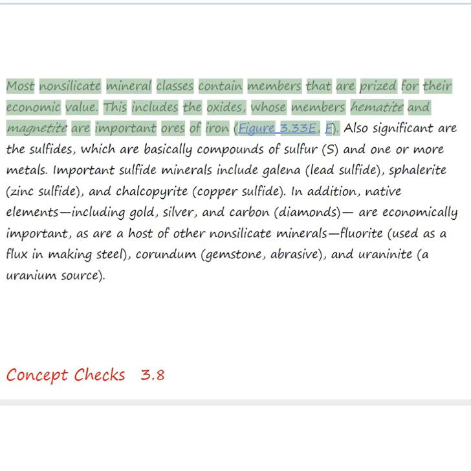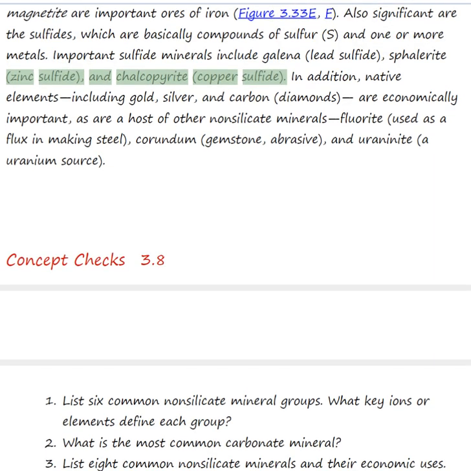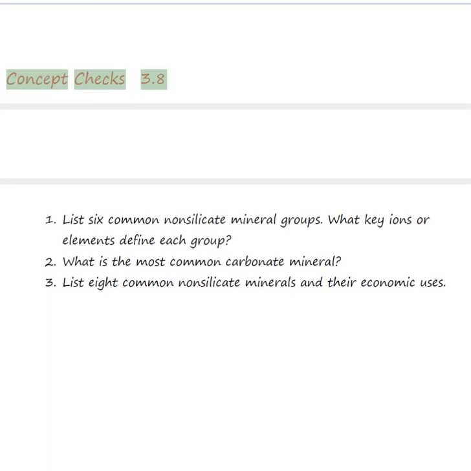Most non-silicate mineral classes contain members that are prized for their economic value. This includes the oxides, whose members hematite and magnetite are important ores of iron. Also significant are the sulfides, which are basically compounds of sulfur and one or more metals. Important sulfide minerals include galena, sphalerite, and chalcopyrite. In addition, native elements, including gold, silver, and carbon, are economically important, as are a host of other non-silicate minerals, such as fluorite, corundum, and uraninite.